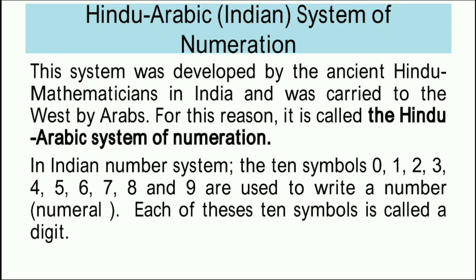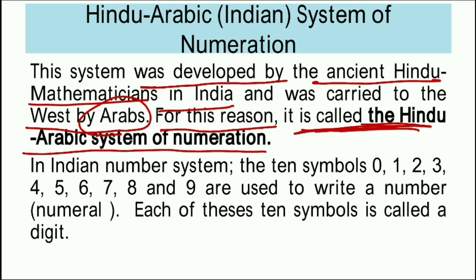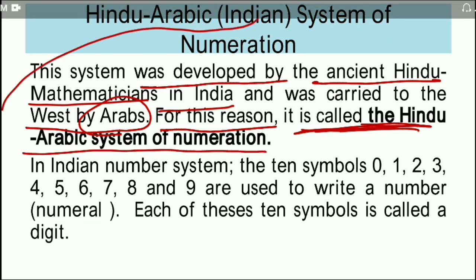So actually this system was developed by ancient Hindu mathematicians in India, and it was carried to the west by Arabs, and there it was being used. For this reason it is called the Hindu Arabic system of numeration. Actually the Indian system is only the Hindu Arabic system of numeration.